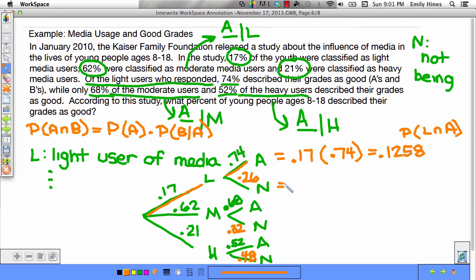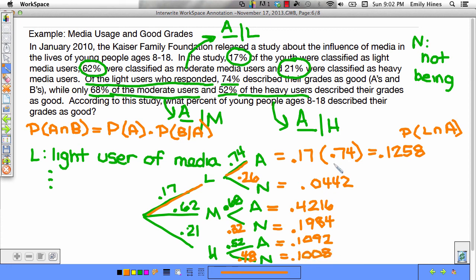So I can keep multiplying down. 0.0442. I can find all of these. 0.4216. 0.1984. 0.1092. And 0.1008. And interestingly enough, if I add all of these up, I should get 1 because these are all of my total options for this sample space. And I know if I add all of these up, I'm going to get 1.